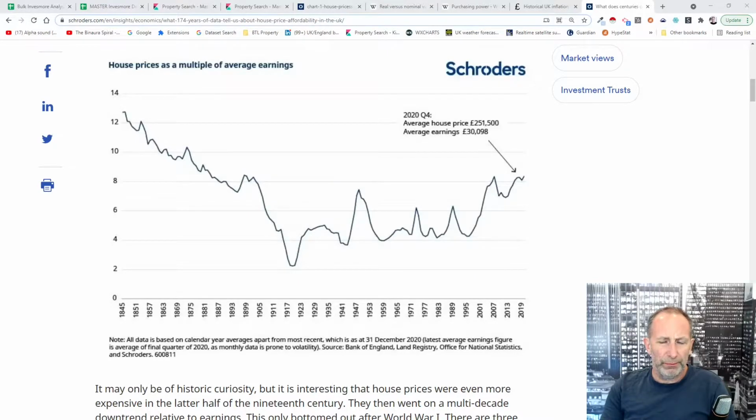The last time property was this expensive relative to earnings was back in around 1890. And so 2007 is a really momentous moment in recent property history. The other time where affordability was very stretched, of course, was in the post-war years, and we're starting to see these 2007 highs being pushed again over the last year or so.